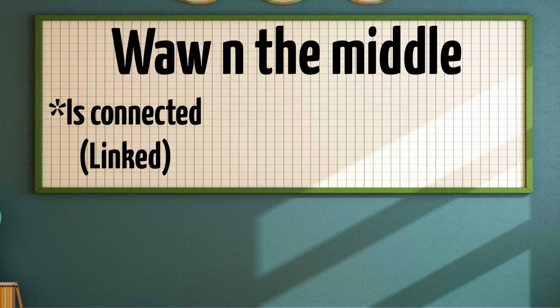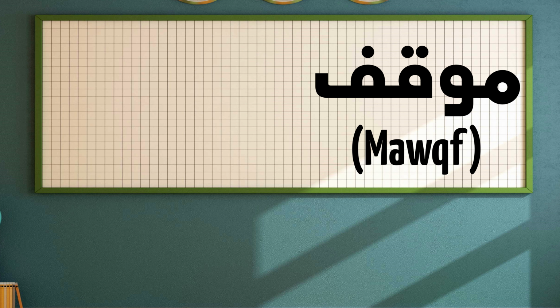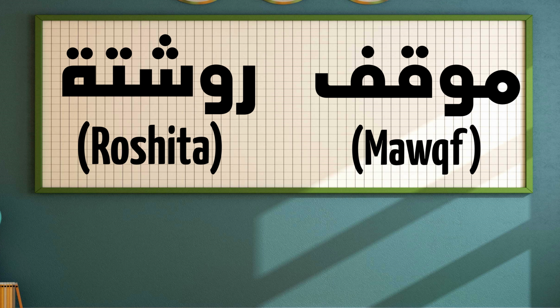Now let's move on to see the form of wow when it is written in the middle. In the middle, wow is either connected only to the letter before it or not connected at all. Let's take two examples to make that clear. You see the word موقف, which means situation in Arabic, and the word روشتة, which means prescription in Arabic. In both examples, you can clearly spot the wow in the middle, but the wow in the word موقف is connected only to the letter before it, while the wow in the word روشتة is not connected at all.